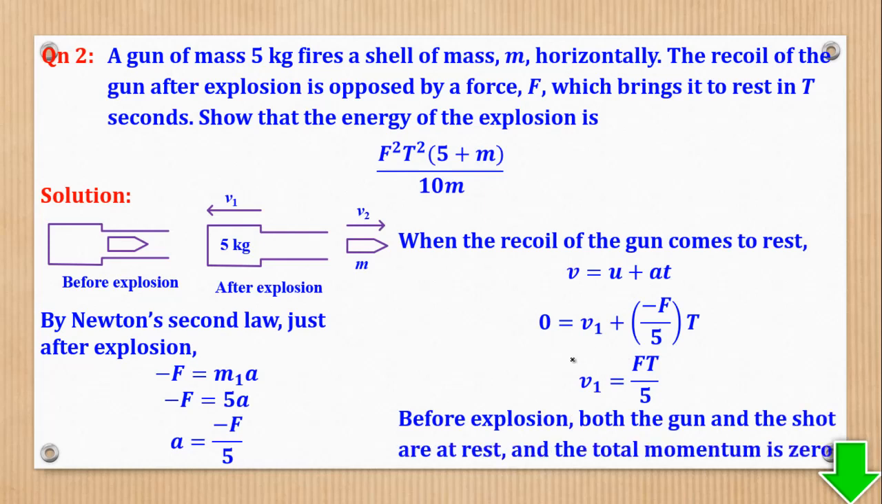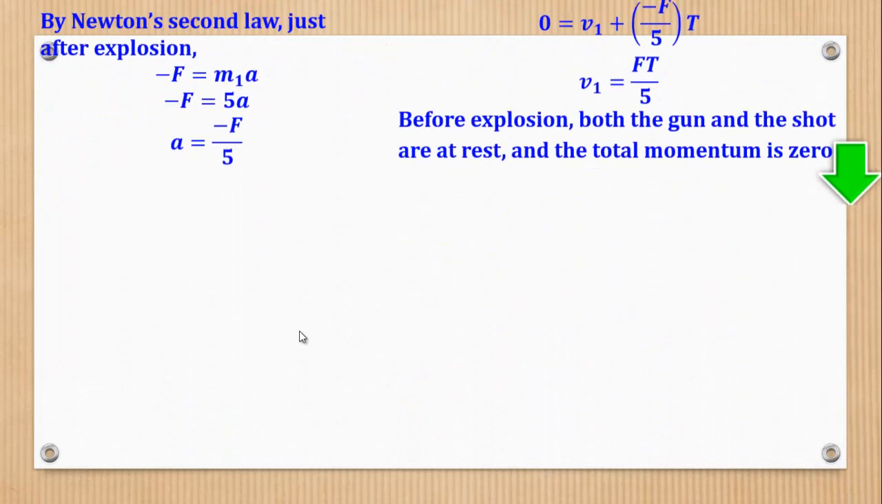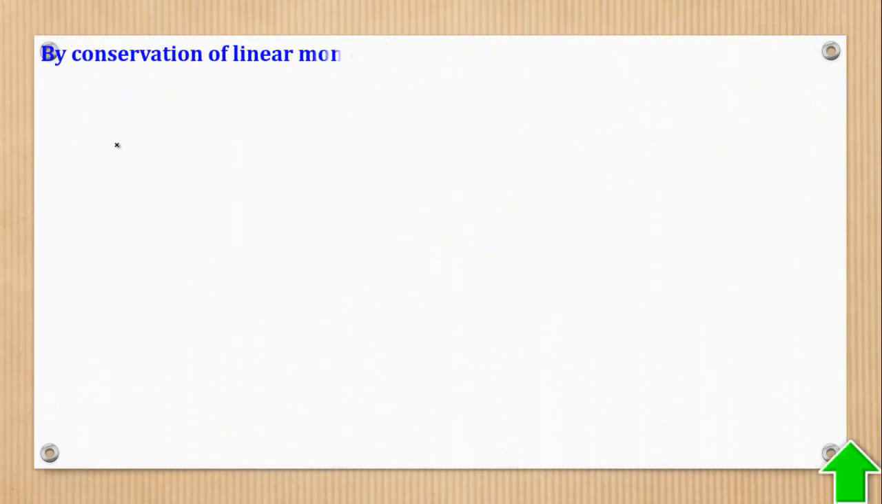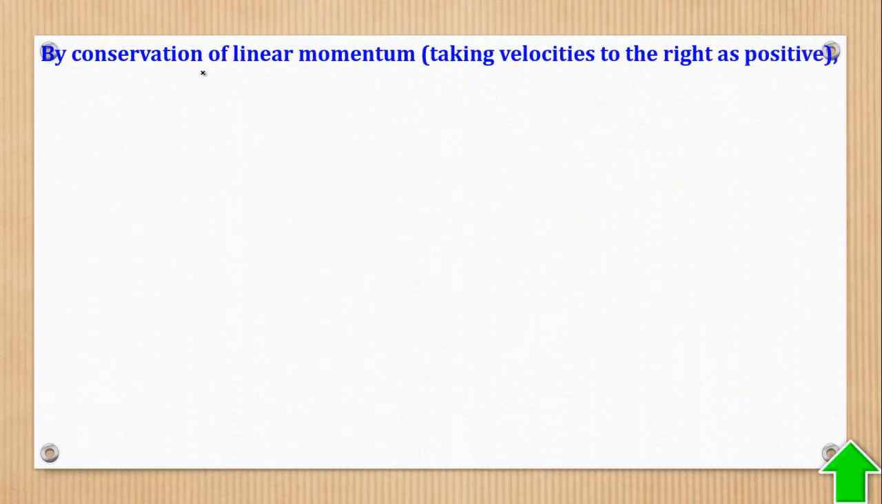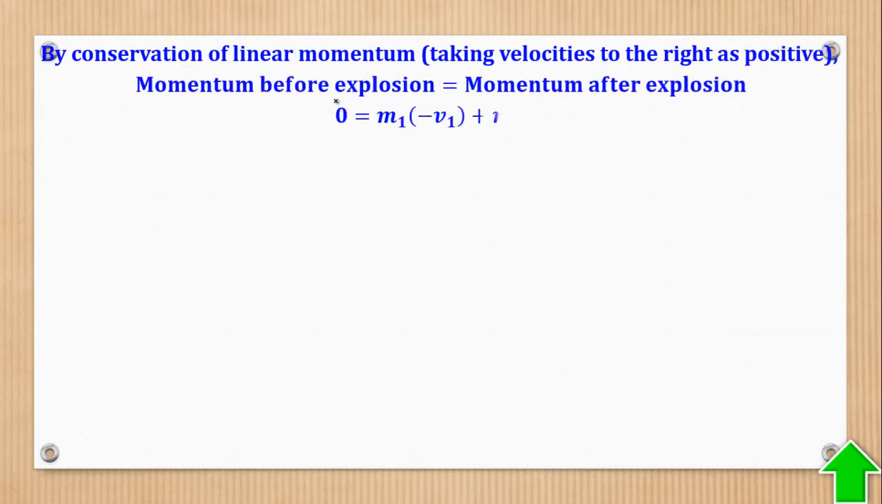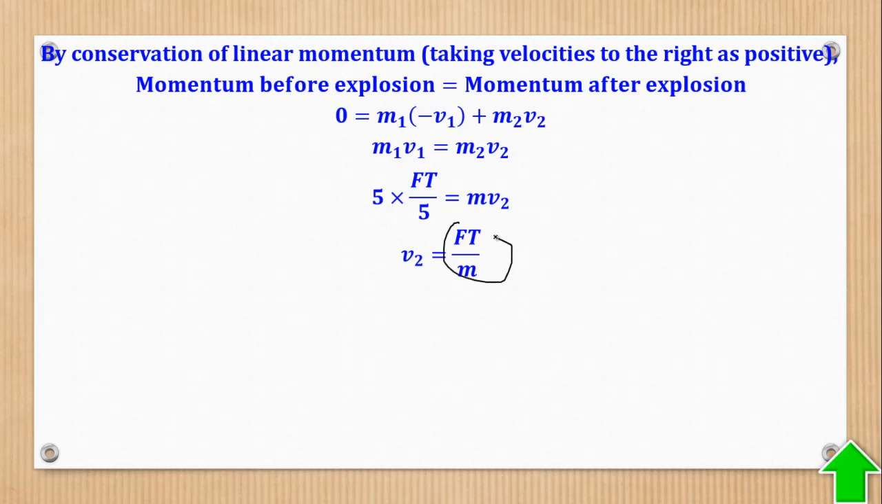So before explosion, both the gun and the shot are at rest, and the total momentum is 0. Therefore, by conservation of momentum, momentum before is equal to that after. So substitute, before is 0. After there is this, I think you know why we're putting negative, giving us that. Then we can substitute for M and V. Therefore, V2 is equal to this when I make it the subject.